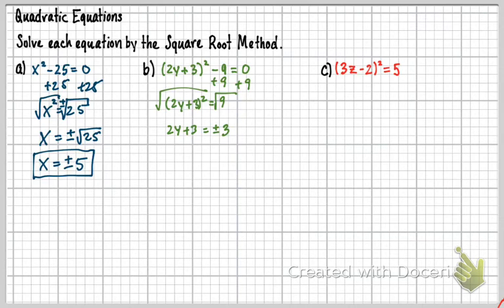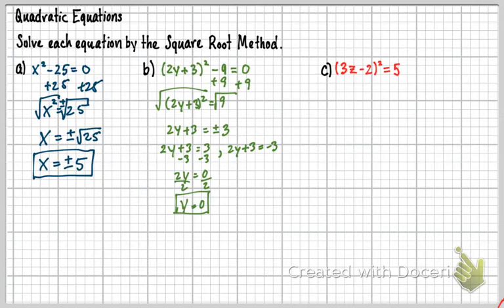I'm not quite done yet, because I'm going to have to split this up into two equations. One is going to be 2y plus 3 equals positive 3, or 2y plus 3 equals negative 3, because of this plus minus here. And then from here, I'm just going to solve. So I'm going to subtract 3, 2y equals 0, divide by 2, y equals 0. So there's my first answer for this one.